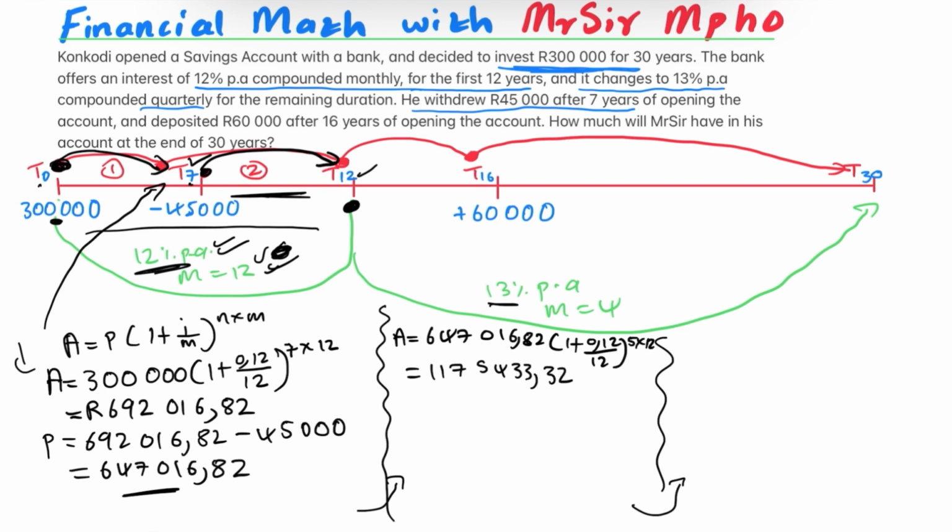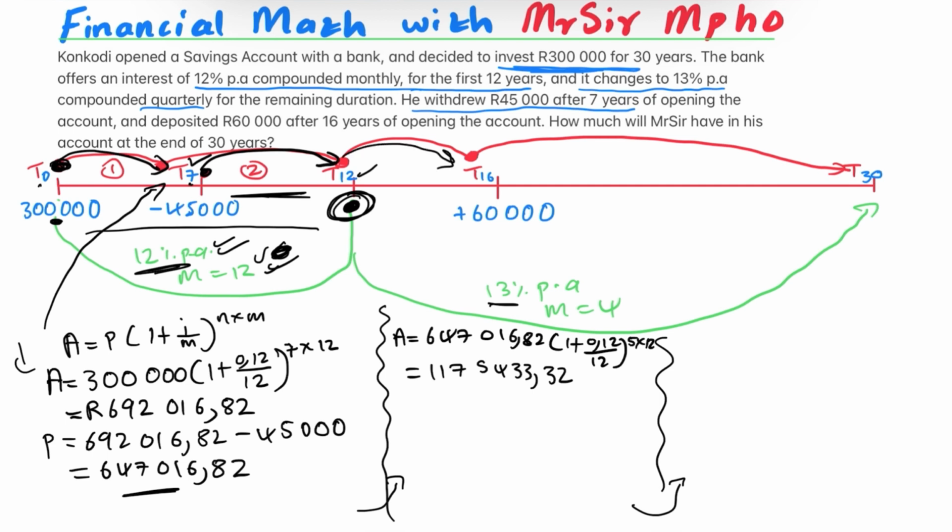117,543.32. That's how much money you're going to have after 12 years. Does that make sense? So now this money is the one that you're going to have to grow again. You're going to grow it to T16.